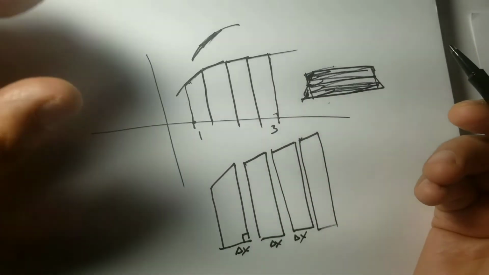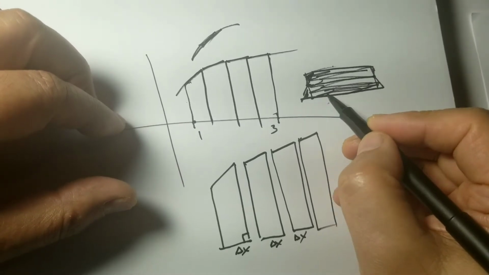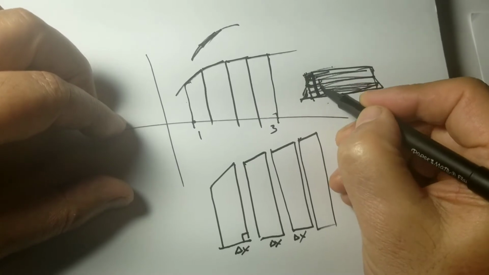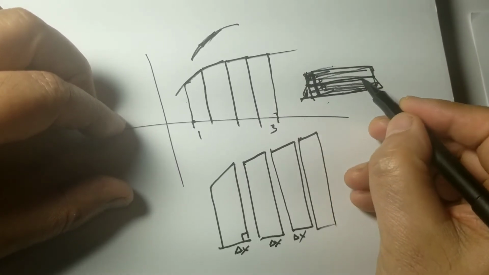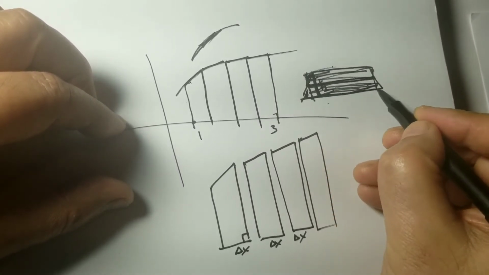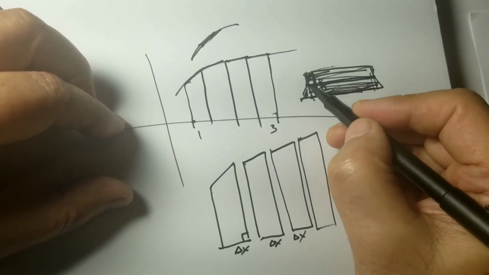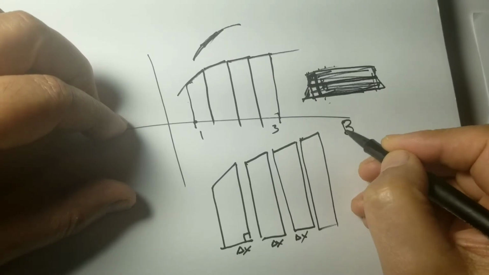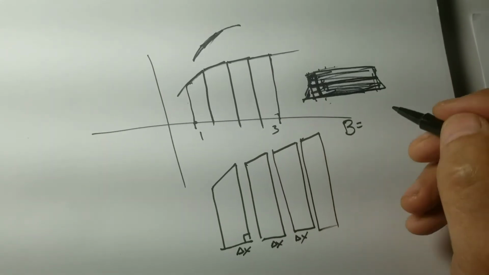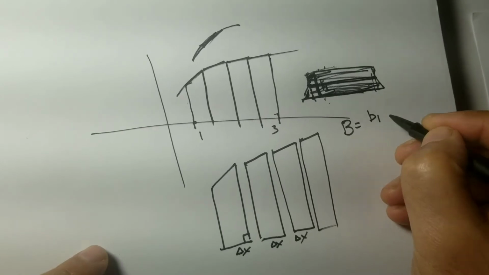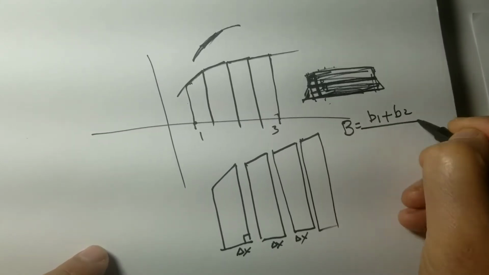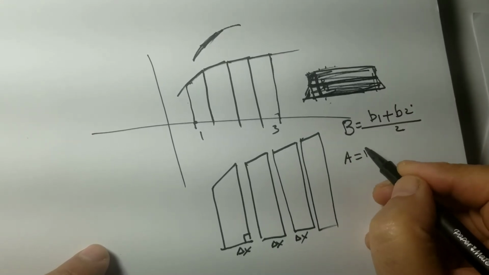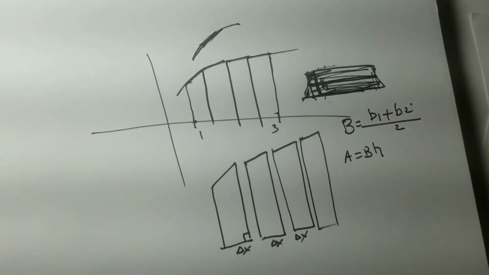And what is the area of a rectangle? Base times height. The height is the same as the height of the rectangle. But the base of a rectangle, which is here, is the average of these two bases. Therefore, the base you are trying to find for the rectangle is the bottom base plus the top base over 2. Therefore, the area is B times H. Okay?